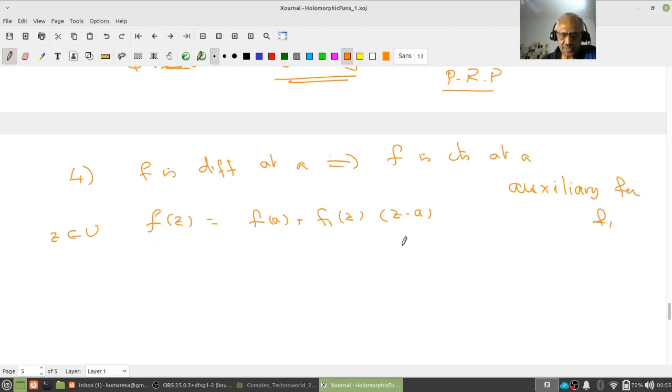Now let's look at f of z equal to this. This is a constant function, therefore it's continuous. And z minus a is a first degree polynomial, therefore it's continuous on all of u. Now f1 of z is a function on u, but it is supposed to be continuous at a. Therefore the entire right side is continuous at a. That means f is continuous at a.